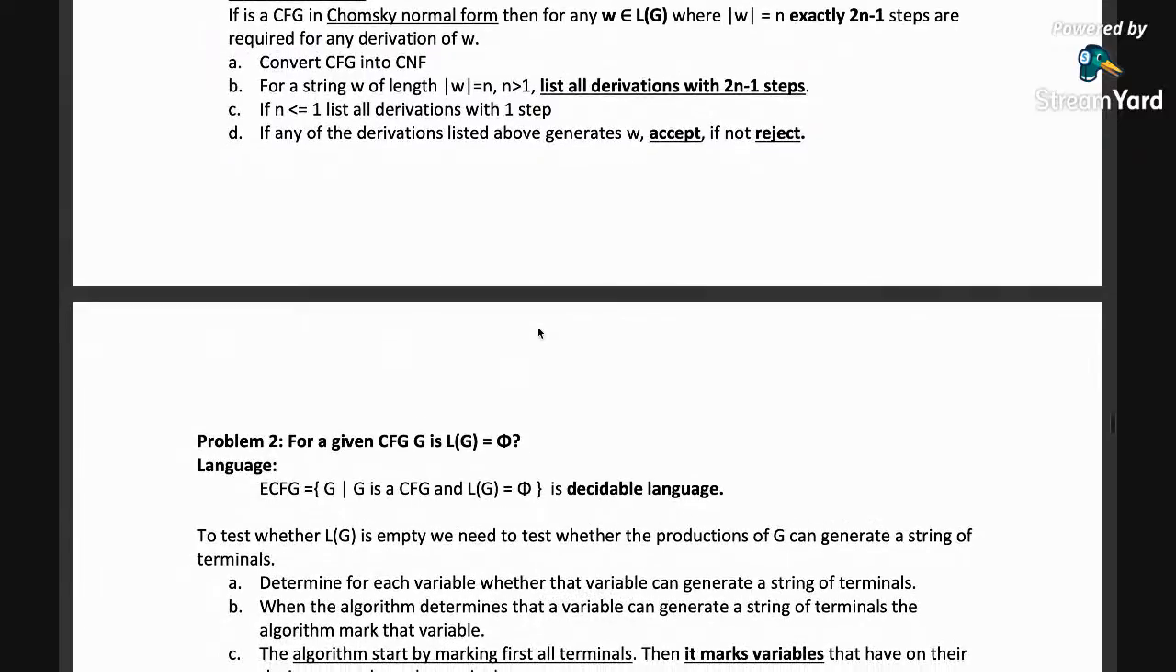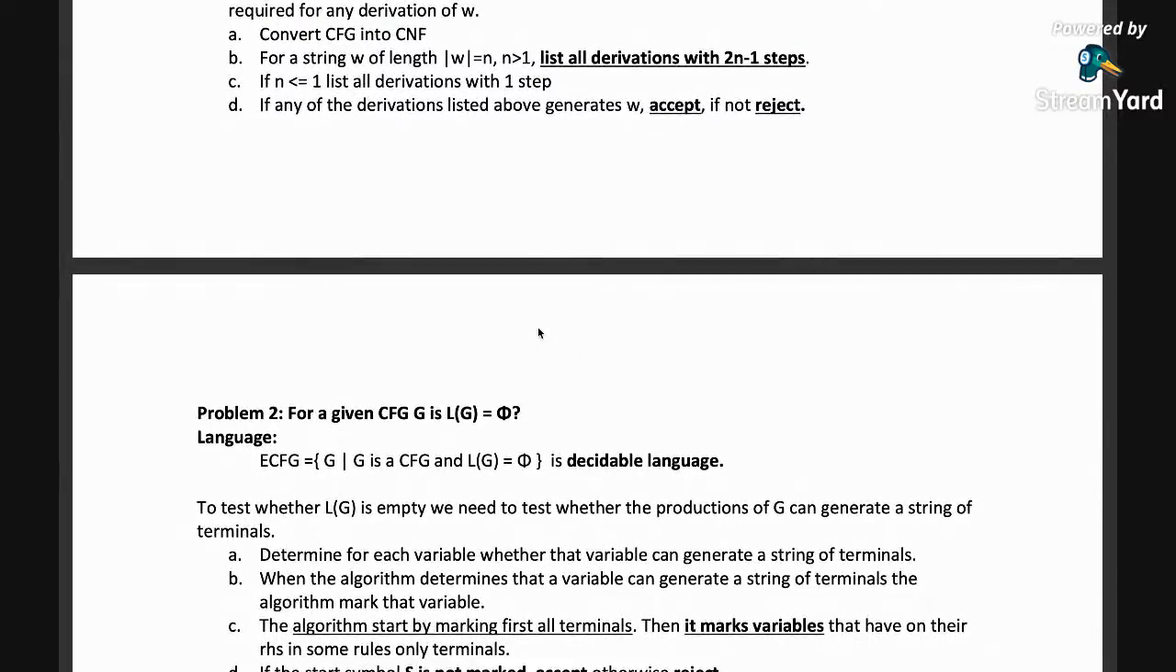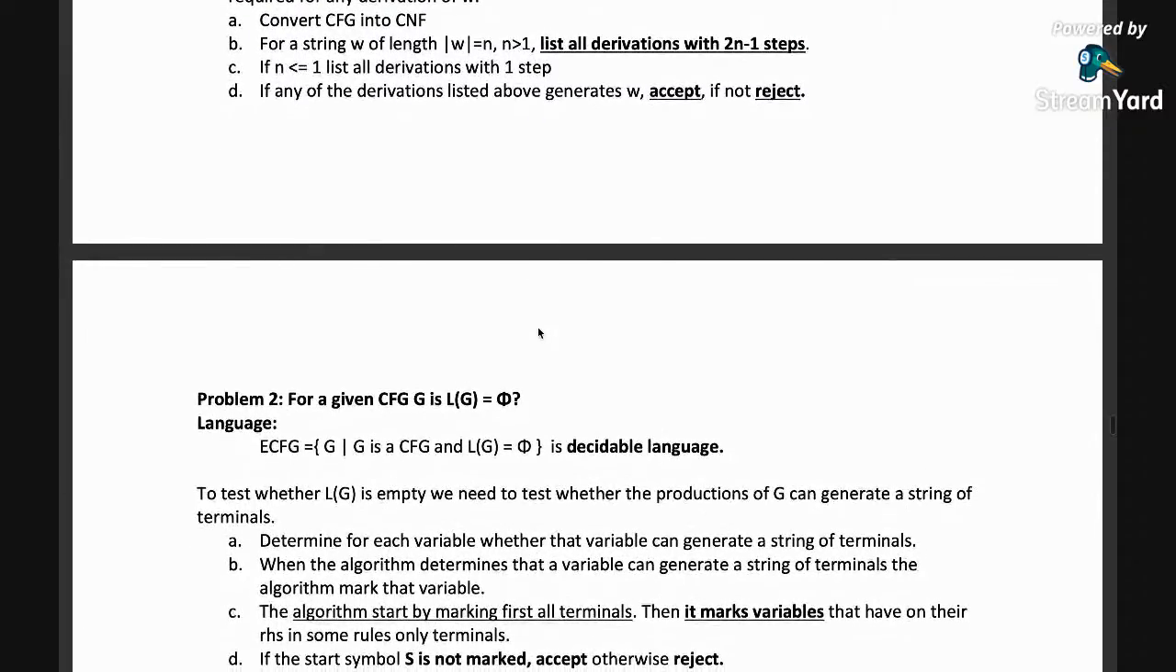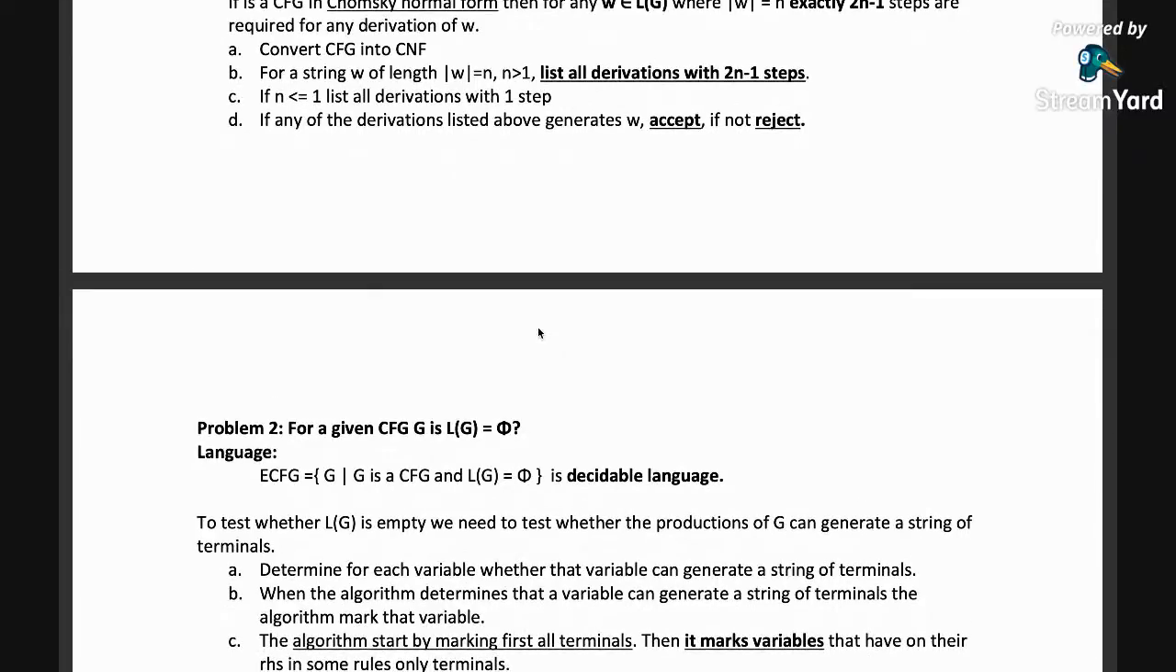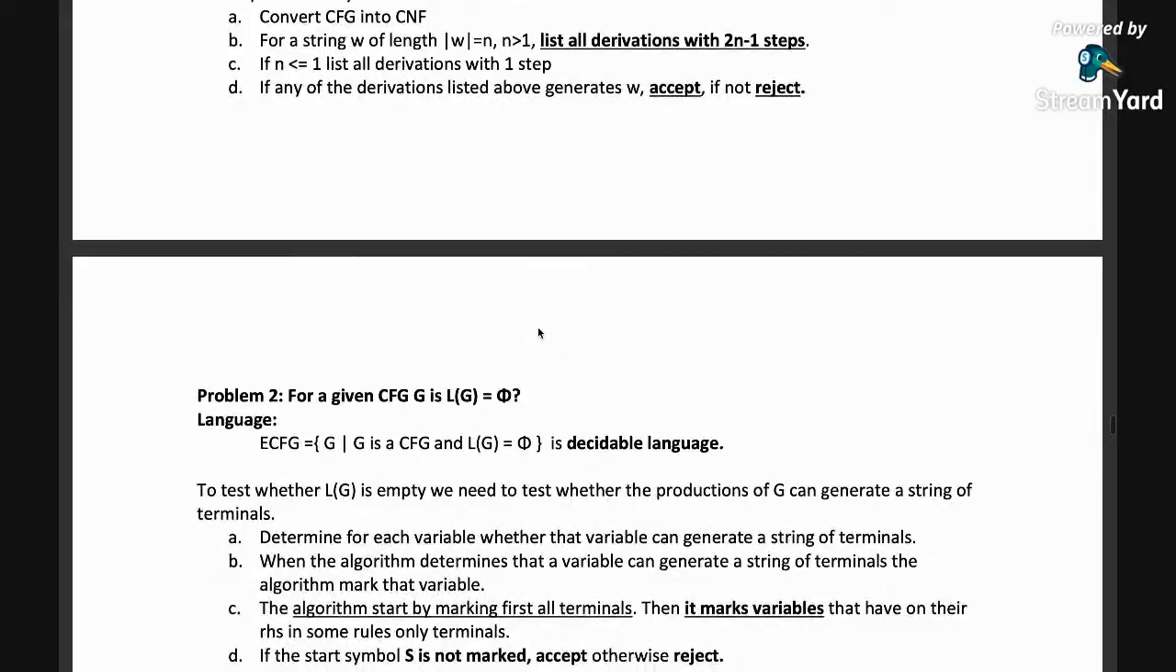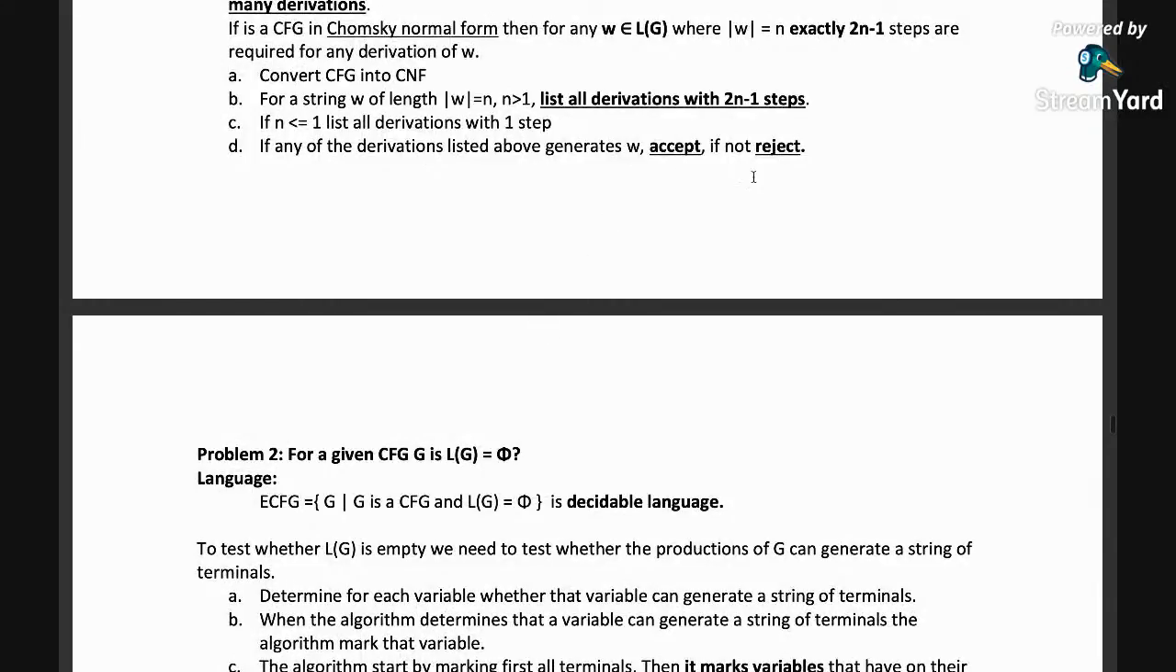Convert the context-free grammar into CNF. For a string W of length |W| = n greater than 1, list all derivations with 2n minus 1 steps. If n is less than or equal to 1, list all derivations with 1 step. If any of the derivations listed above generates W, accept; if not, reject.